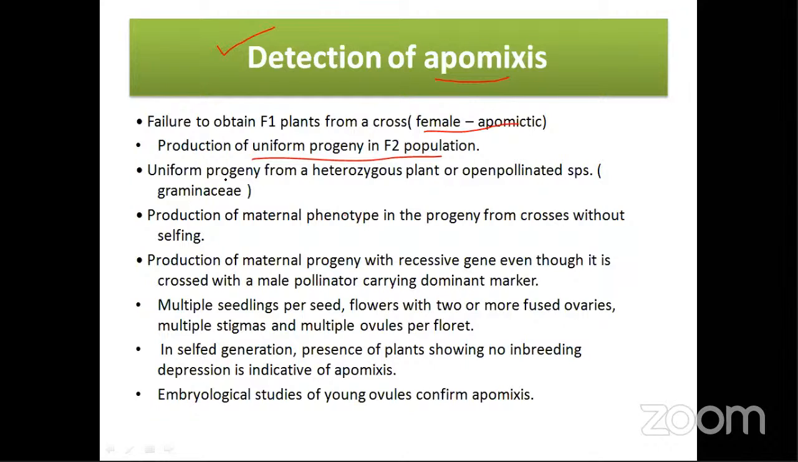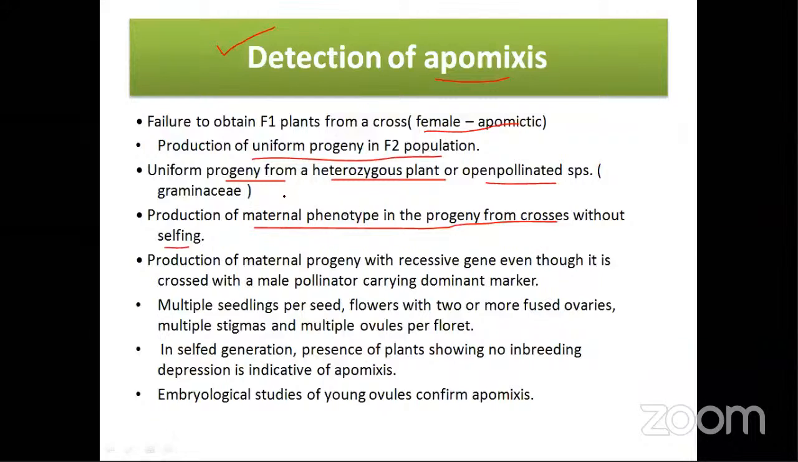Then uniform progeny from a heterozygous plant or open pollinated plant: if the progenies are coming uniform, uniform means similar to your maternal parent, so you can expect that apomixis is there. Then production of maternal phenotype in the progeny from a cross without selfing. If selfing is not there and we have knowingly crossed the plant, still we are getting plants showing the maternal phenotype, that condition will be called apomixis in the progeny.